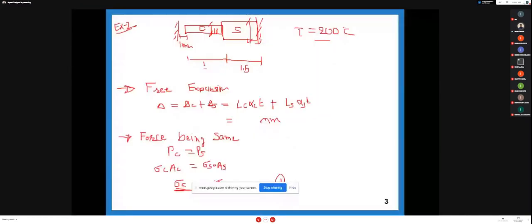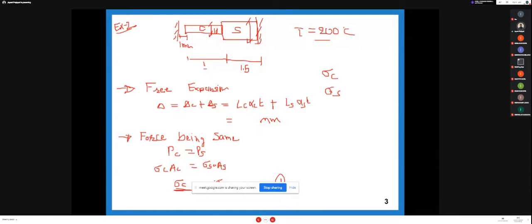Here we calculate the strain induced in the copper and the strain induced in the steel after closing the 1 mm gap. So first of all, calculate the free expansion. For free expansion, we know the equation. Change in length total is equal to delta for copper plus delta for steel, and we use the equation L alpha T for natural expansion. The first one is for the copper, the second for the steel. Just put all the data here and calculate the free expansion.